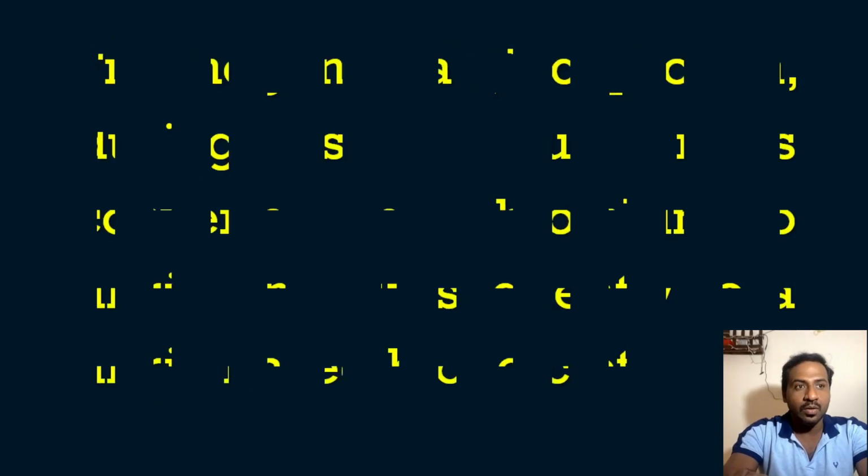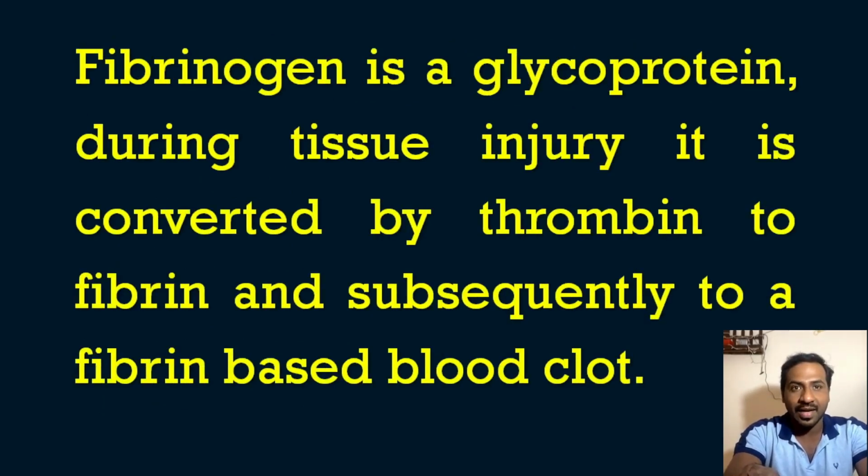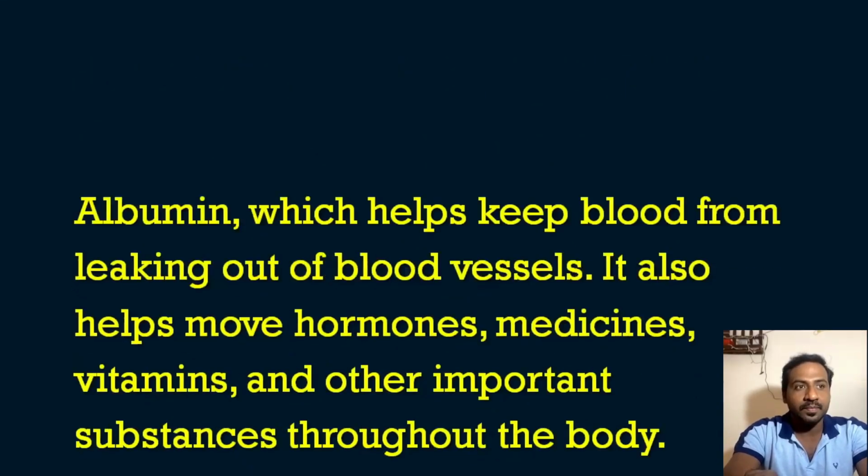You know the process: fibrinogen is a glycoprotein, and during tissue injury it is converted by thrombin to form fibrin and subsequently the fibrin-based blood clot. So fibrinogen is a glycoprotein which is involved in the blood clotting mechanism. Moving on to the next question.